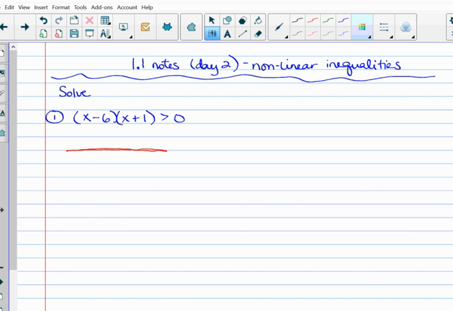What you put on your number line are your critical numbers. It's the numbers that would make each of your factors equal to 0. If you were graphing it, it'd be your x-intercepts. So I'm going to put 6 and -1. Make sure you put them in order. 6 doesn't come before -1 on your number line. So here's -1. Here's 6.